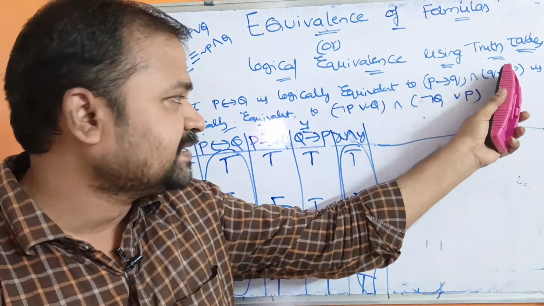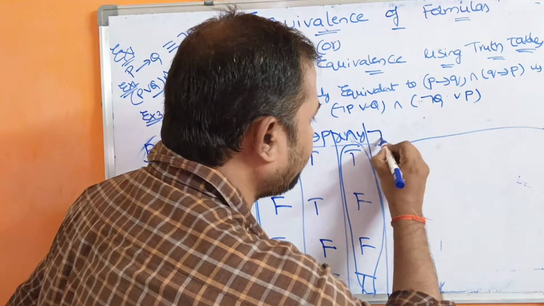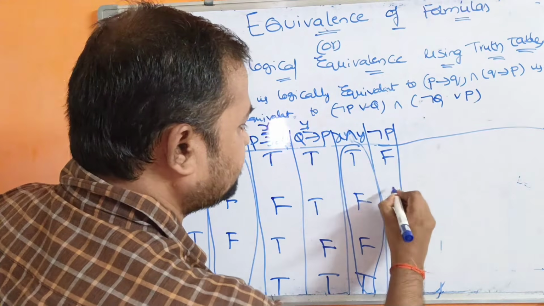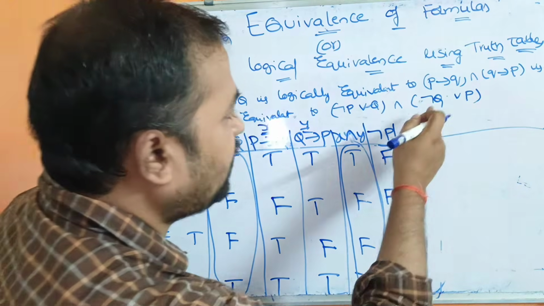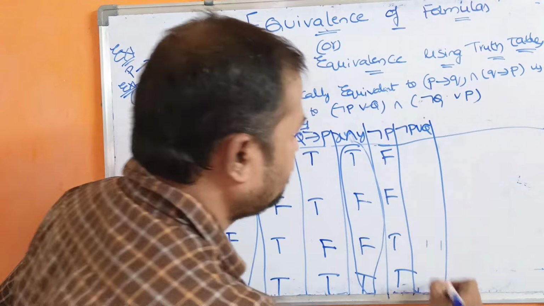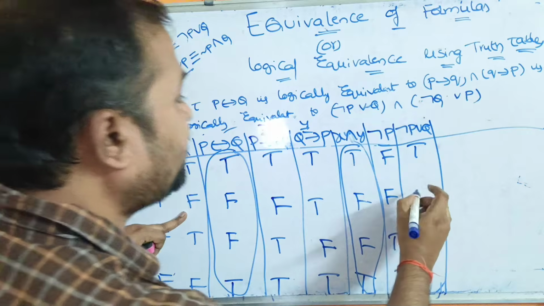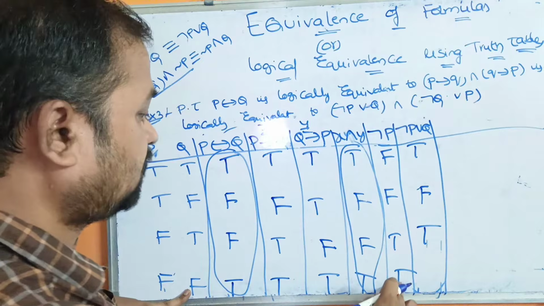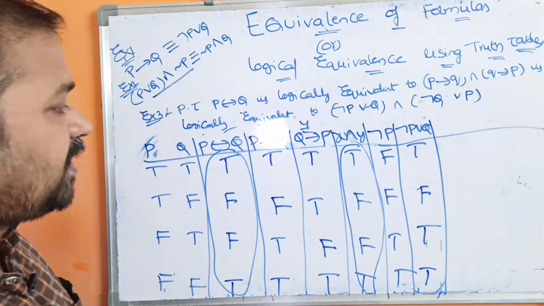Now we have to prove that this proposition is logically equivalent to this proposition. Here we need to compute negation P: true true becomes false false, and false false becomes true true. We already have Q. Let us calculate negation P or Q. Here we have negation P, here we have Q. True false means true, false false means false, true true means true, false true means true. So negation P or Q is over.